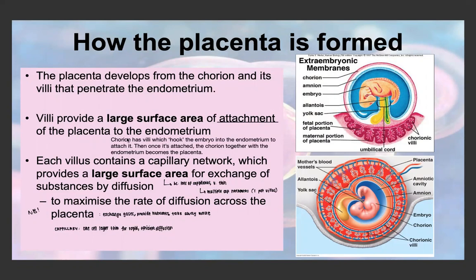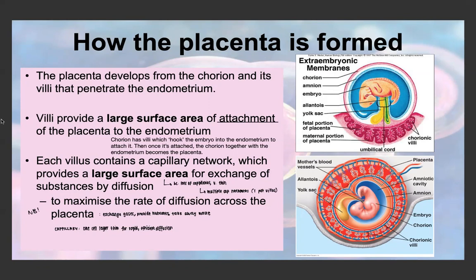So the chorion, which is a structure of the basic amniotic egg, we can see here that this is the chorion, this pink layer on the outside, has villi which hook the embryo into the endometrium, so they almost fuse together to secure the chorion onto there. Once it's attached, the chorion and the endometrium together become the placenta.